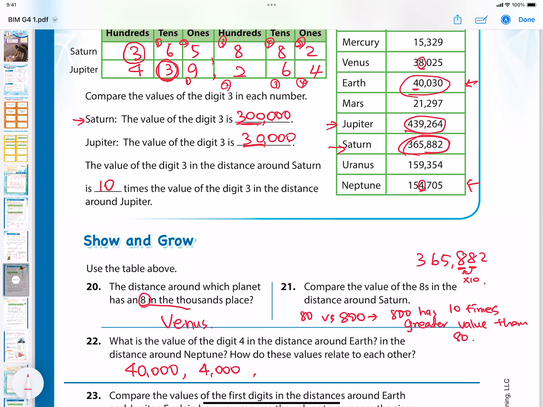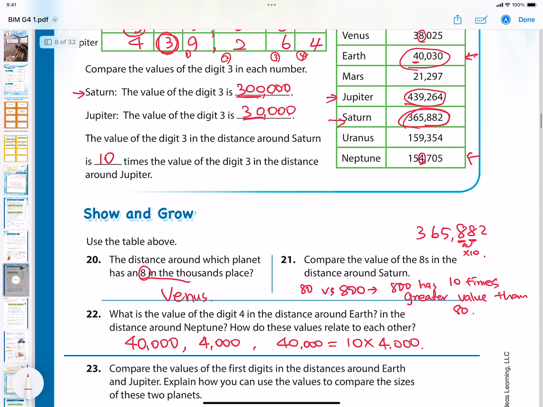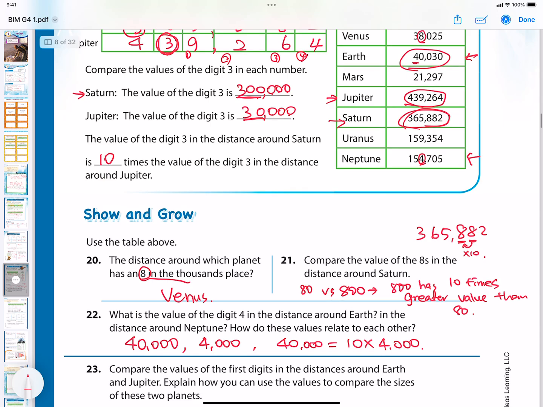How do these values relate to each other? Oh yeah, we know, we've practiced. 40,000 is 10 times greater than 4,000. So I'm going to say 40,000 is equal to 10 times greater than 4,000. I use a number sentence. Number 23, compare the values of the first digits in the distances around Earth and Jupiter.